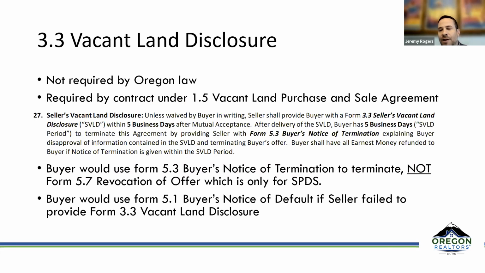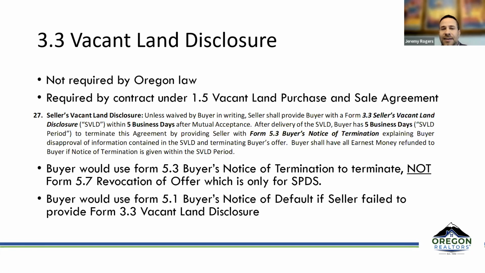As I mentioned, it's not required by Oregon law. The Oregon law on seller property disclosure statement only applies to real property that's improved by 1 to 4 dwelling units. However, we thought it was important for all transactions using our forms to include relevant vacant land disclosures. So we've created that as a contractual obligation. Here's the language in our document related to that. It's in section 27 of our vacant land disclosure.